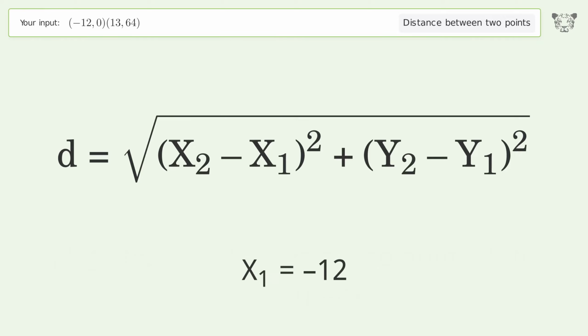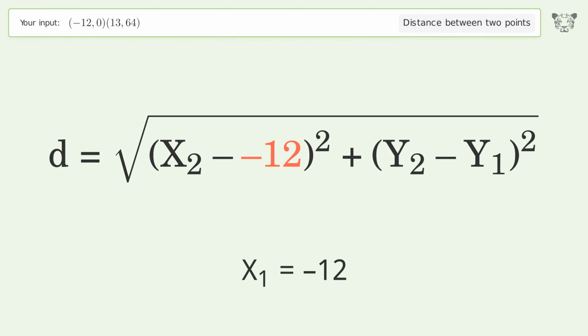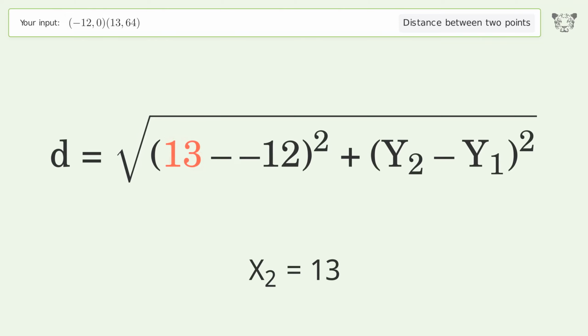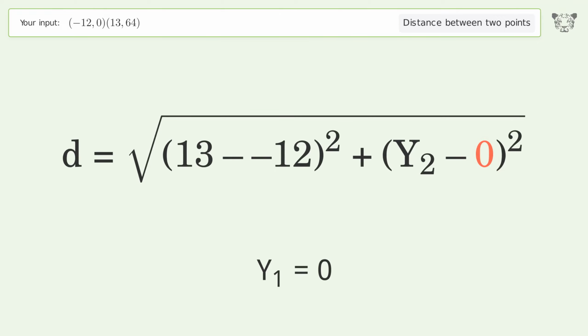x1 equals -12. x2 equals 13. y1 equals 0. y2 equals 64.